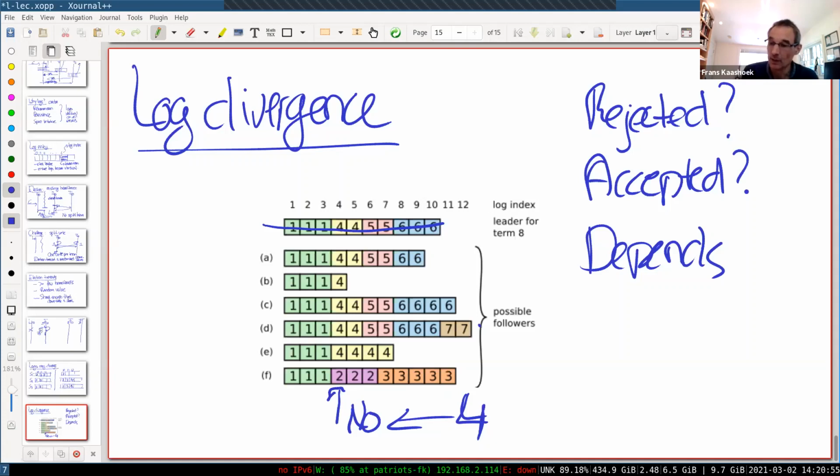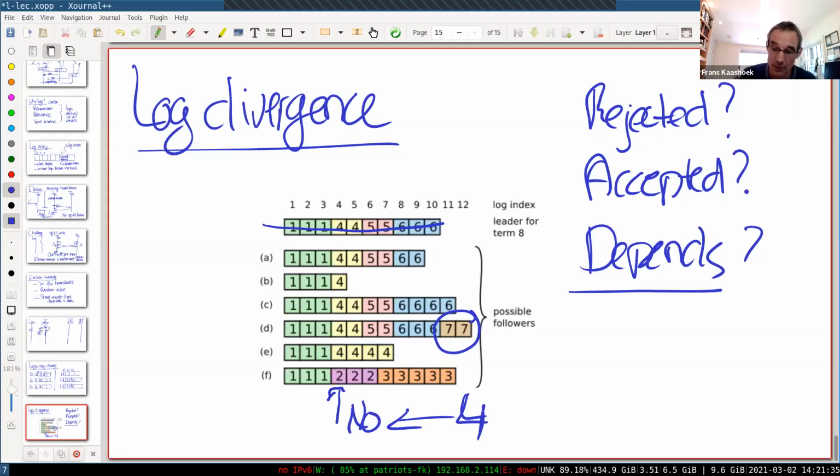Then maybe more interesting is this question about what depends. So we know at least one entry that will definitely be rejected. We know one that's definitely going to be accepted. And are there any terms and indices that may possibly be accepted? The 7s, maybe. Yeah, the 7s. So when would the 7s not be accepted? The easy scenario is that the 7s will be accepted, because D gets elected leader, and then it will force its log on everybody else. Right, so that's the case where 7 gets accepted.